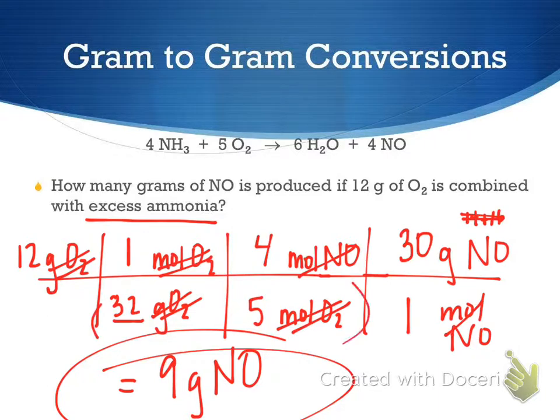When you divide by the bottom, remember we divide by 32, divide by 5, or you do parentheses 32 times 5. Okay, really careful with that.